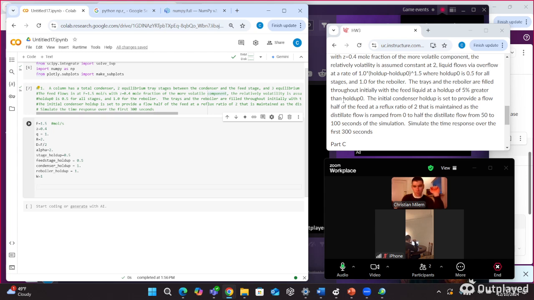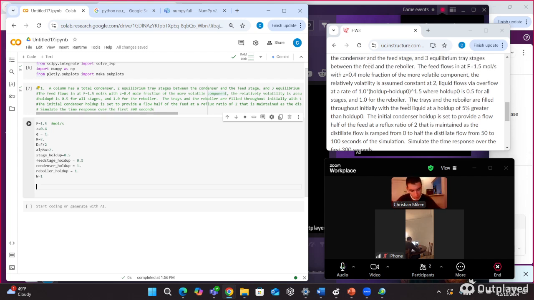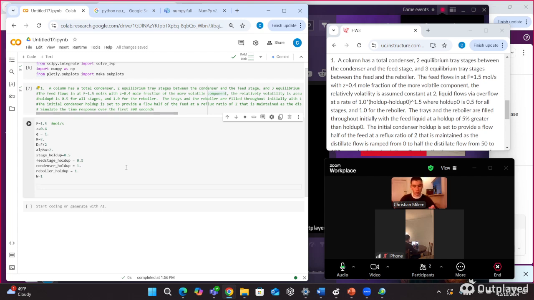So we know from the problem statement that the holdup value would be the same in stage 1, 2, 4, 5, and 6, because we know that those are just regular stages, so those are going to be 0.5. We'll give the feed stage its own, which is going to be number 3, because that's going to have feed go directly into it. And then reboiler and condenser are their own deal, as said in the problem statement.